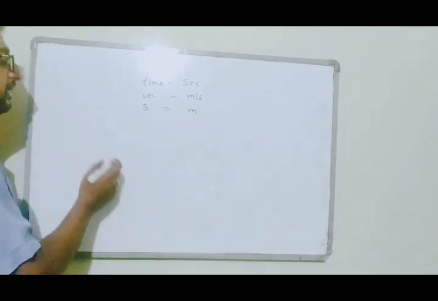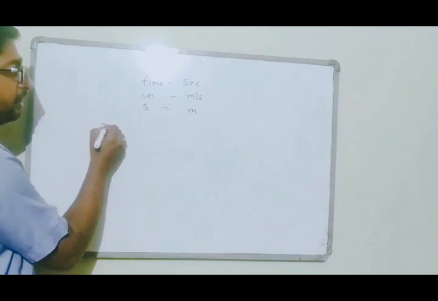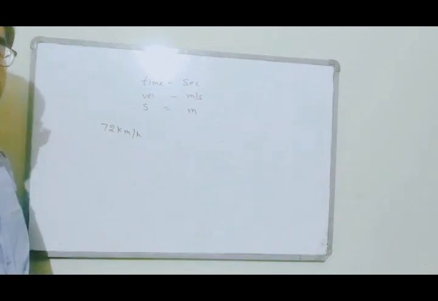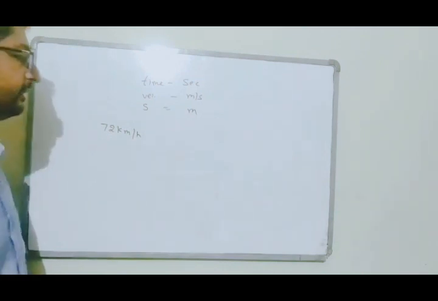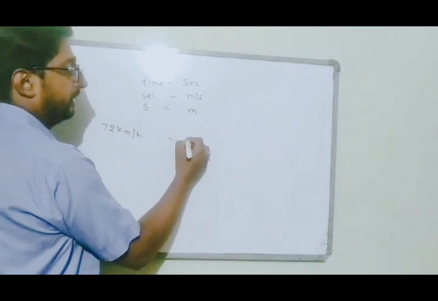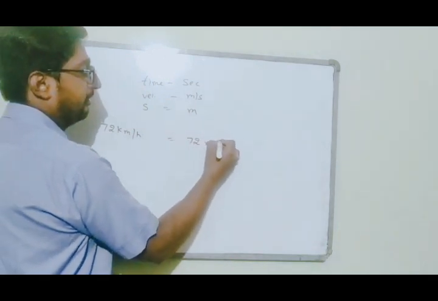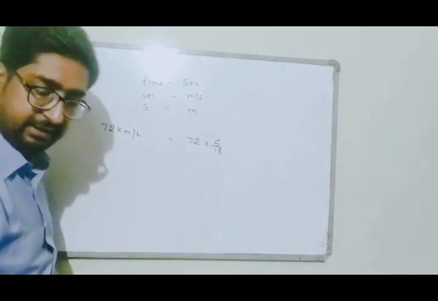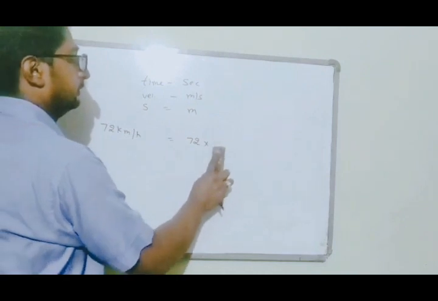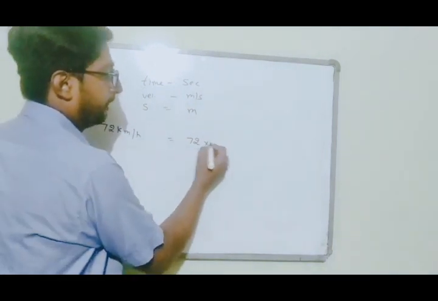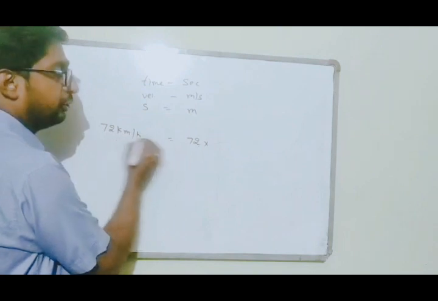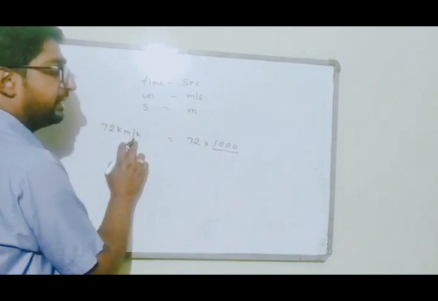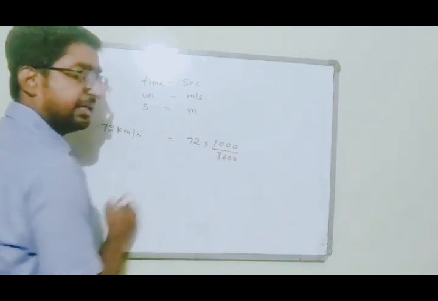To convert a velocity from kilometer per hour, for example, a velocity of 72 kilometer per hour, into meter per second, we have to multiply it by 5 by 18. Why is it 5 by 18? Because in 1 kilometer there are 1000 meters, and in 1 hour there are 3600 seconds.